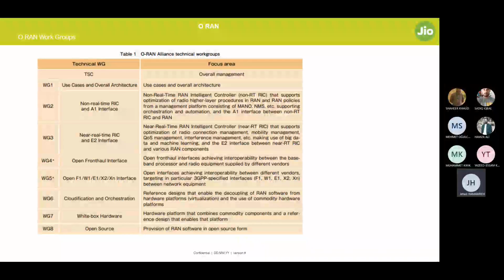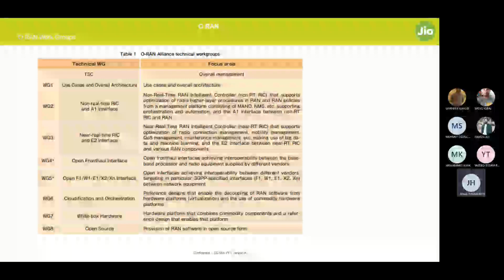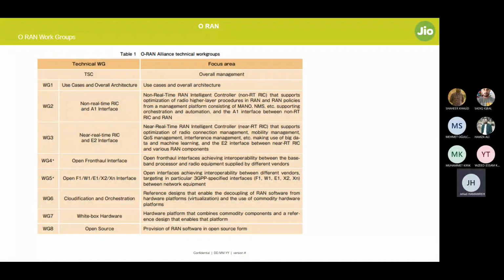And work group 8, which is the most important group, I believe, because it's responsible for building RAN software and they provide it in an open source manner. Think of the output of this group as software that looks like srsRAN or OpenBTS or OpenAirInterface.